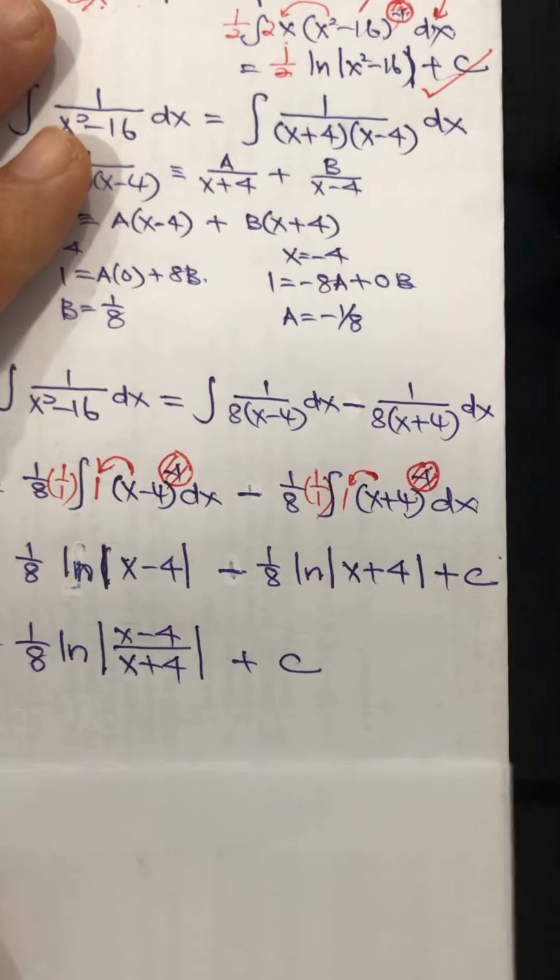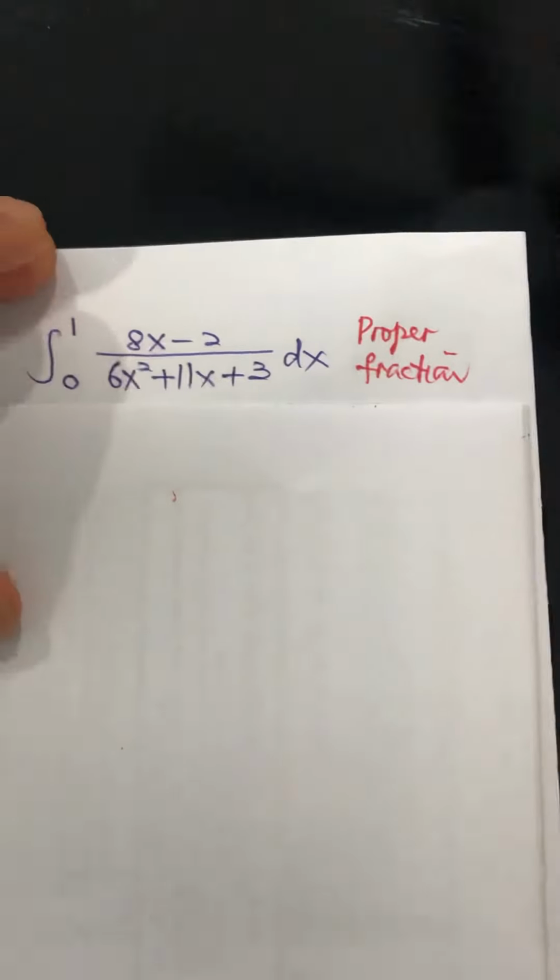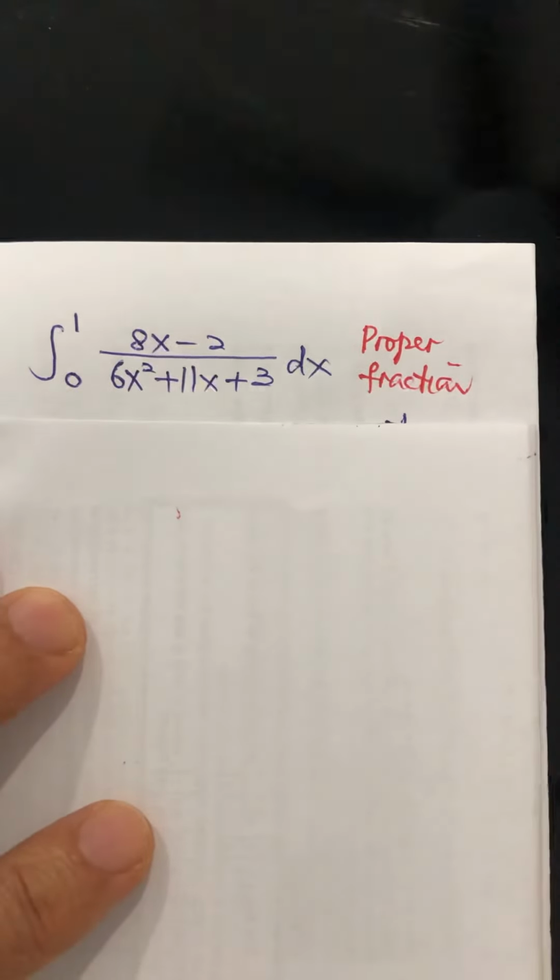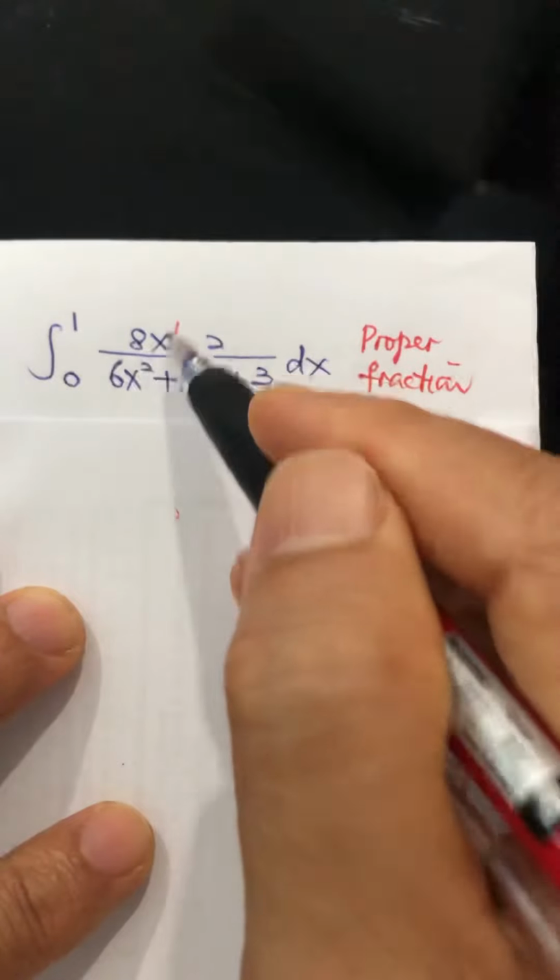So this is the answer. Okay, and then you look at another one. Let's say you look at this one. This one is also a proper fraction. Why? Because this is 1 and this is 2.